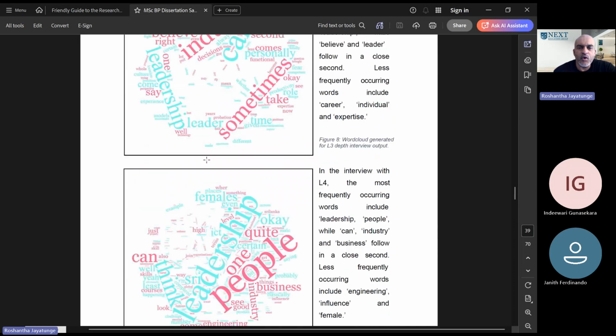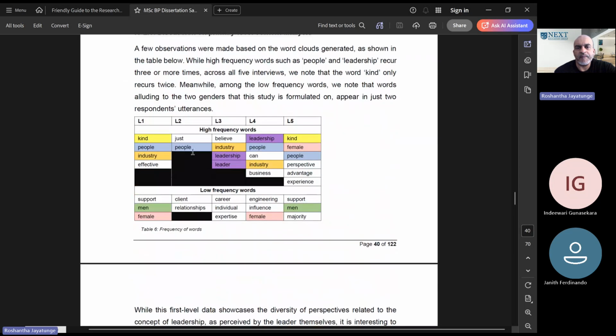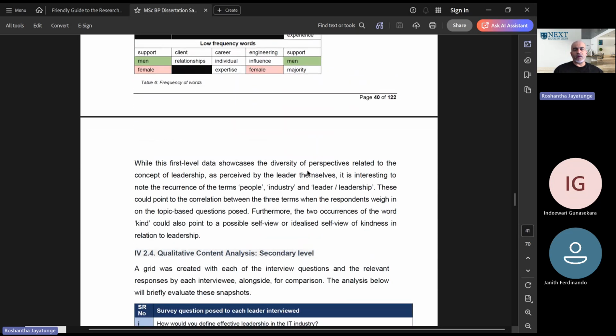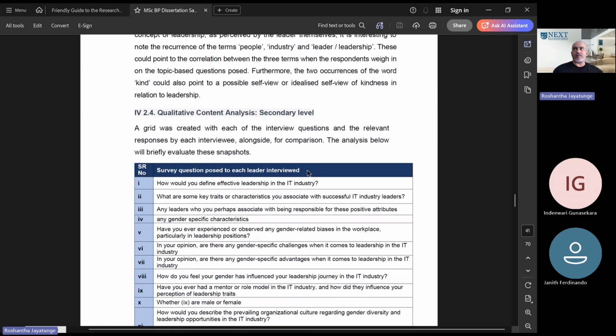Then you go to a second level of analyzing it by putting in that frequency. So you can say high, medium, low frequency words, and then map those words. The first interviewee had these words as high frequency and these words as low frequency. And then when you do that, you show a relationship between that word and the particular question that was asked. So you're mapping the two together.